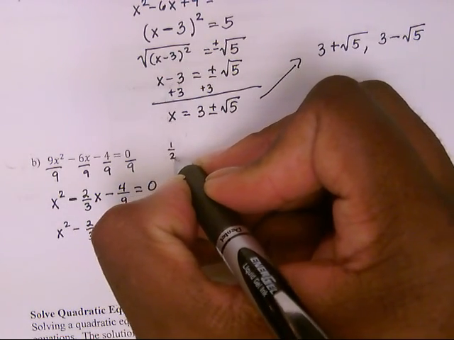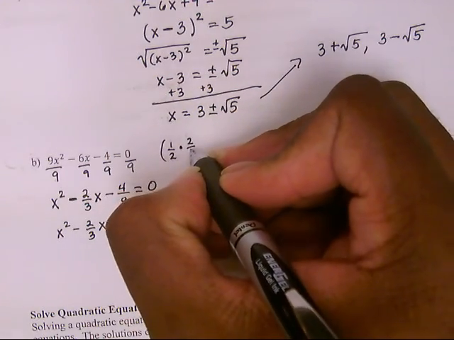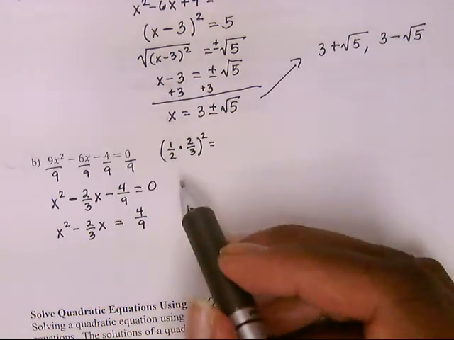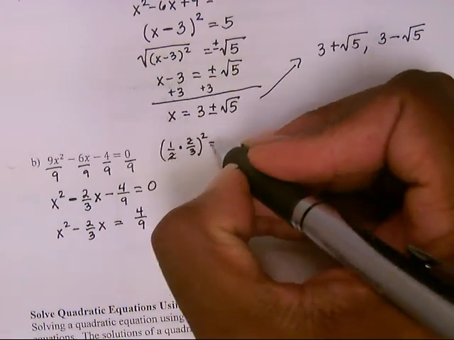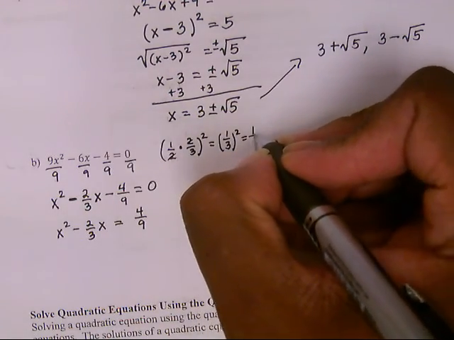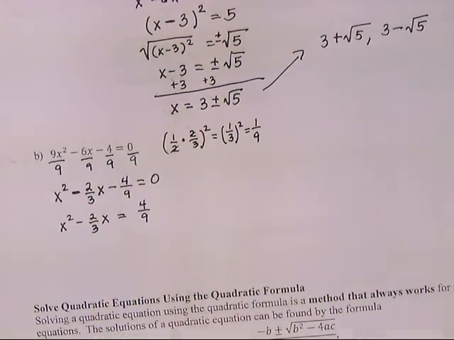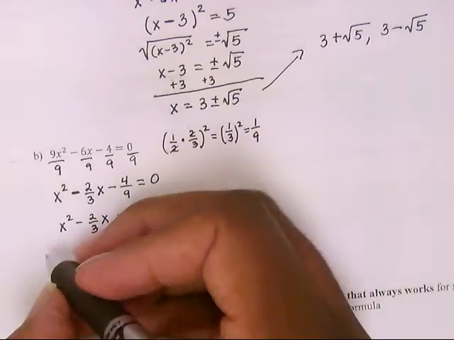I'm going to take 1/2 of the coefficient of my x term, which is 2/3, and then that's going to be squared. Now, if I take 1/2 of 2/3, well, these 2's divide out, I'm going to be left with 1/3. Square the 1/3, you'll get 1/9. So that 1/9 is what I'm going to add to both sides of this equation here.